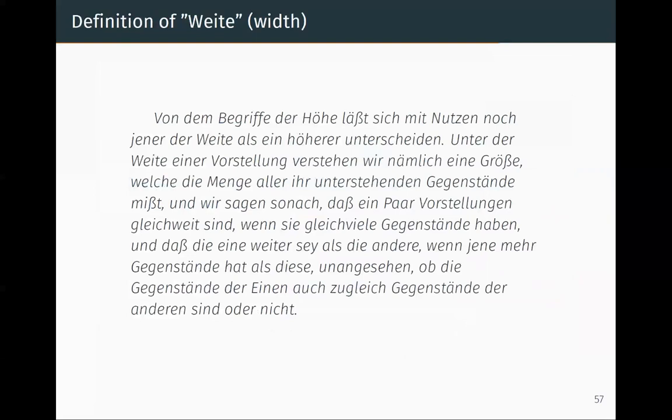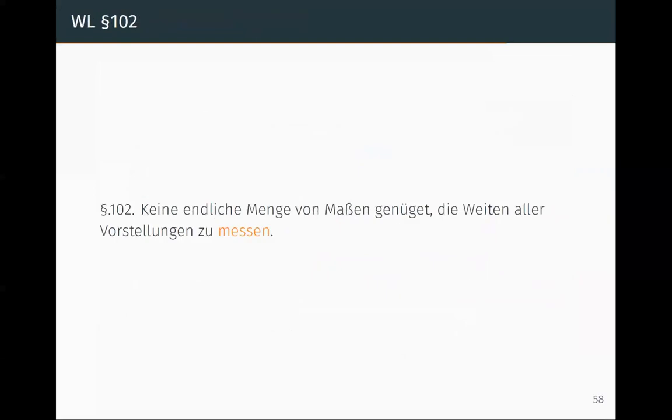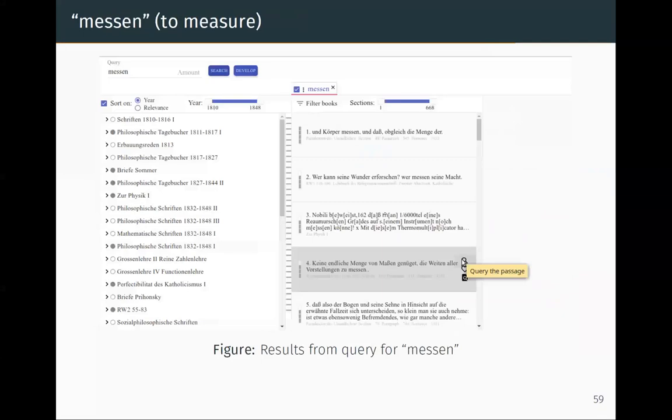And we see that he means with it the quantity of the objects that the concept is referring to. That is the important thing. So again, back to the title, we now know what Leiden means, but we don't know what Messen is. So we repeat the same procedure.